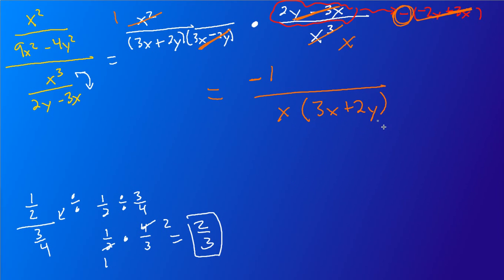Now, we can't say too much about what y can't be, but we can say definitely that x cannot be 0. Because if x were 0 here, then this whole thing's 0. So this is our answer.